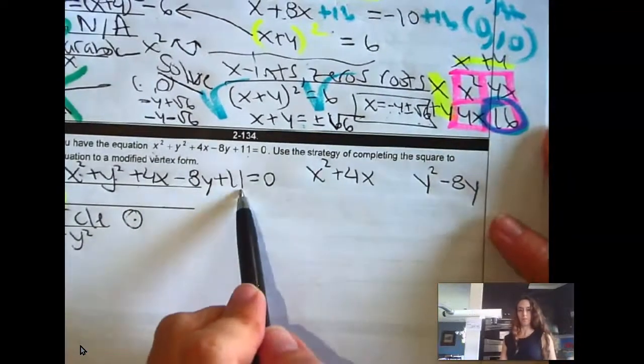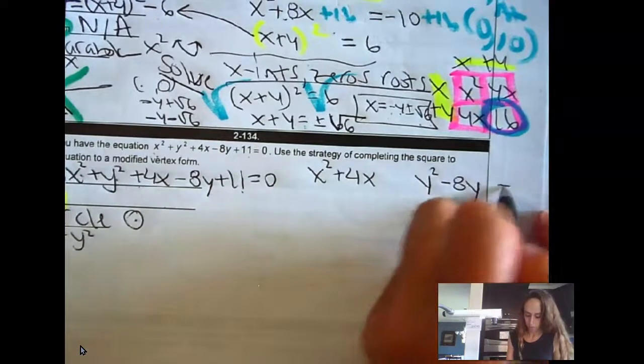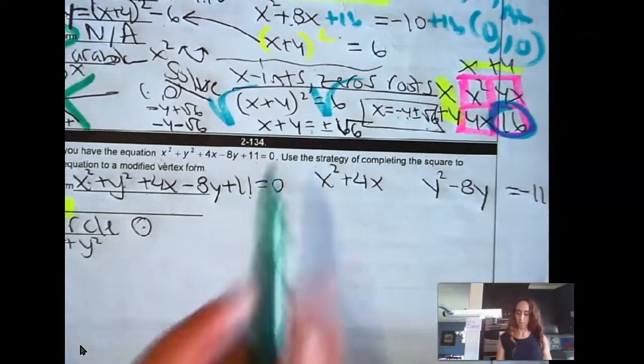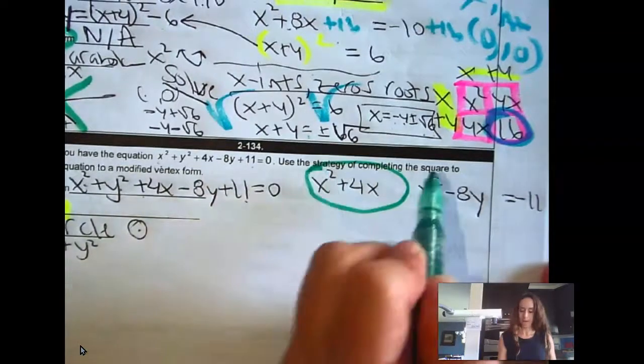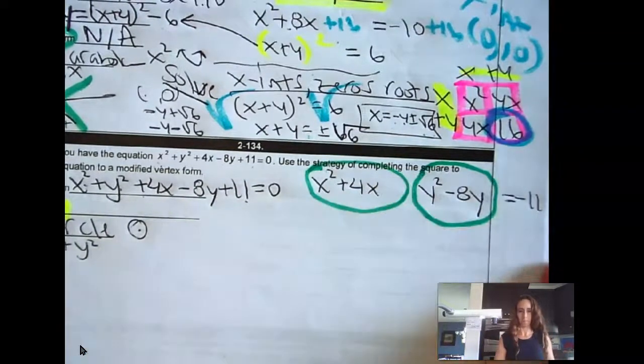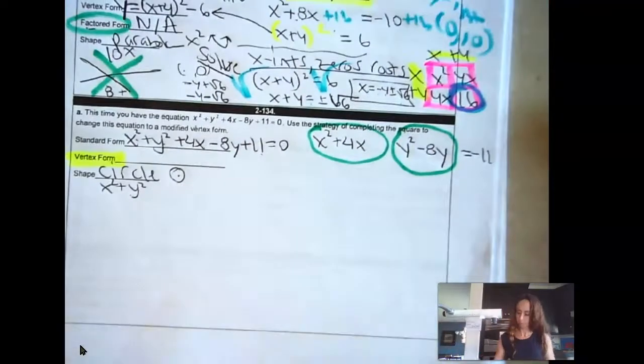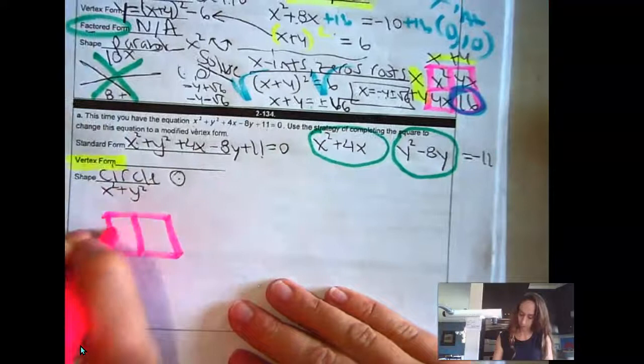And then remember what I did first? I moved the 11 over. So what's going to happen is I'm going to complete the square here, and I'm going to complete the square here. So I'm going to have two boxes. Let me zoom out a little bit. And I'll do my first box over here for my x.